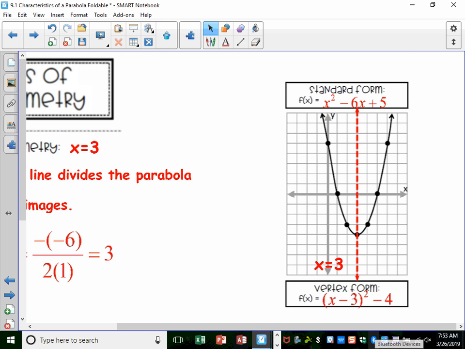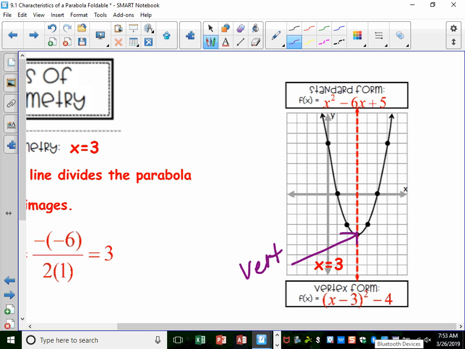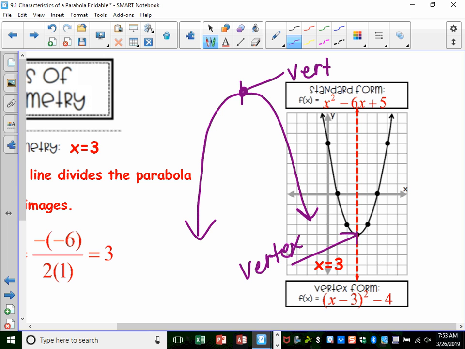Right here, this point is called your vertex. It's right where the parabola dips. If it's going the other way, make a picture of one going down, and then the vertex will be right at the top. That's important to know, because if the vertex is at the bottom, it's the lowest point on your parabola, and we're going to call that a minimum point.